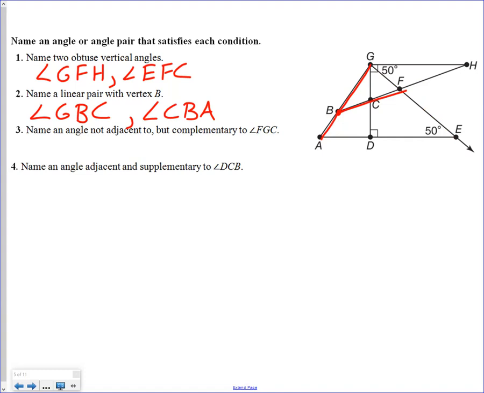Name an angle not adjacent to, but complementary to FGC. This one takes a little bit more work. We have FGC.